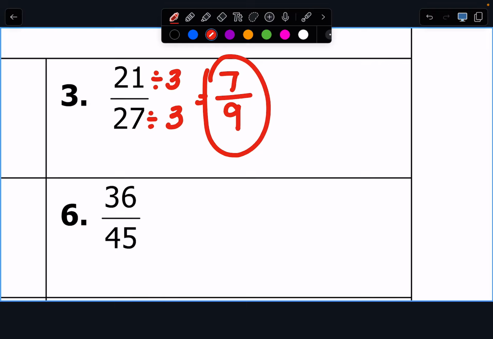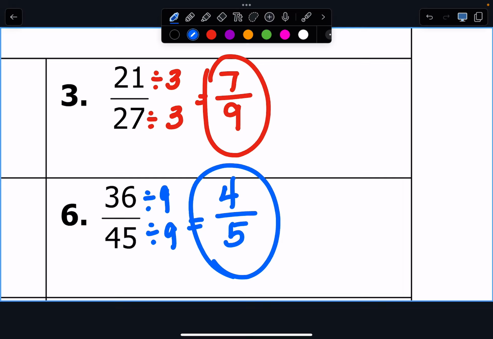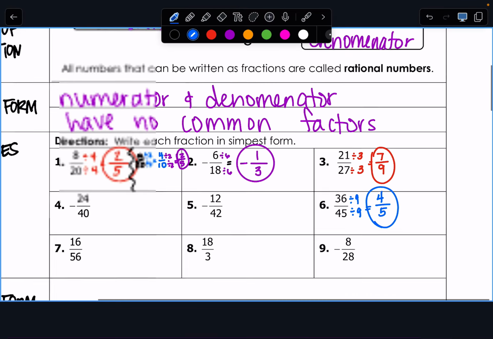9 times 4 is 36. Oh, 5. So it's like 4 over 5. So we can divide both numerator and denominator by 9. And so we get 4 over 5. Very good. Hey, I cooked. I mean, he cooked. Yeah, she really did.